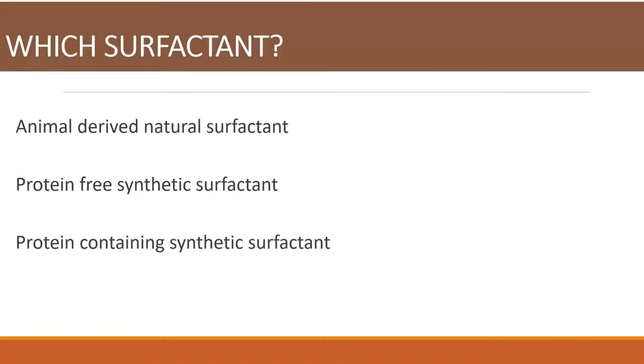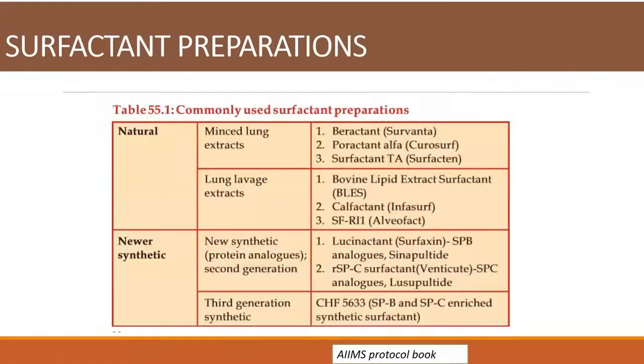and provide CPAP during transport. Now, coming to which surfactant is found to be most optimal, there are various types of surfactant, starting from animal-derived natural surfactants, the protein-free synthetic surfactant, and the newer protein-containing synthetic surfactants. This is a table from the AIIMS protocol book, listing down the different types of surfactants. So essentially, we have the natural animal-derived surfactants versus the newer synthetic surfactants.